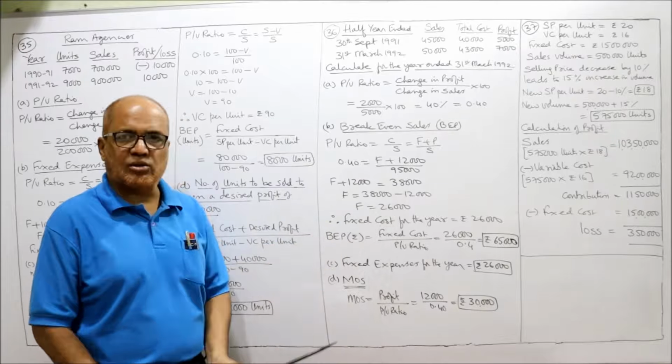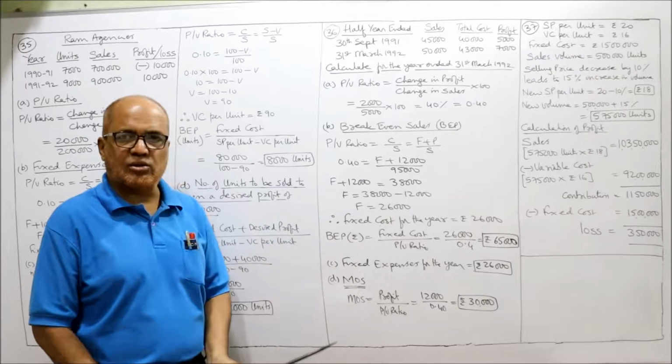It's very easy. Selling price per unit is 20 rupees, variable cost per unit 16 rupees, and the total fixed cost is 15 lakh rupees, given in the problem. The current volume of production is 5 lakh units. This is the current information. Now the company wants to decrease the selling price by 10%, which leads to a 15% increase in volume.